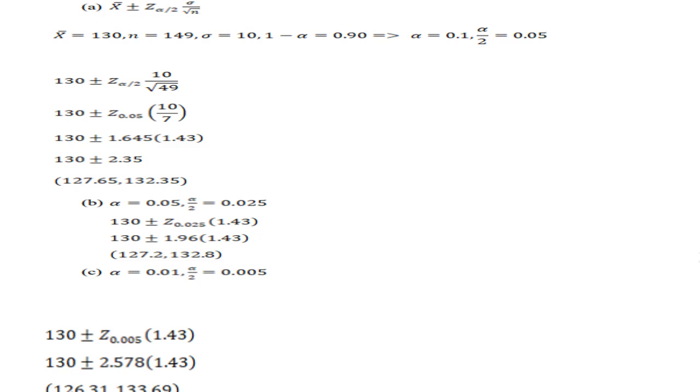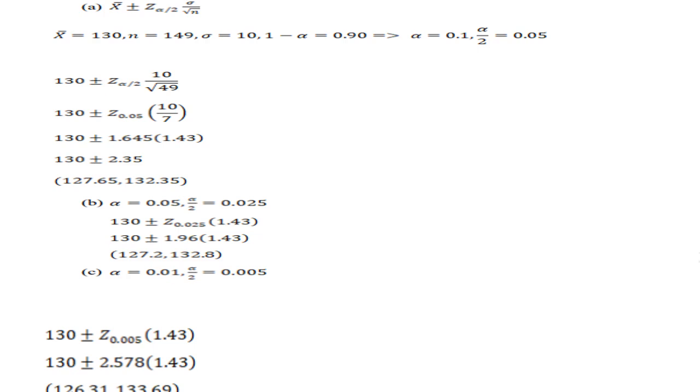That is for 90% confidence interval. Then we do for 95. When our alpha is 95, then that will change to 0.95. 1 minus 0.95, then you divide it by 2. That will give you 0.025. So x bar, you will use the formula again. X bar plus or minus z alpha over 2 sigma over root n.